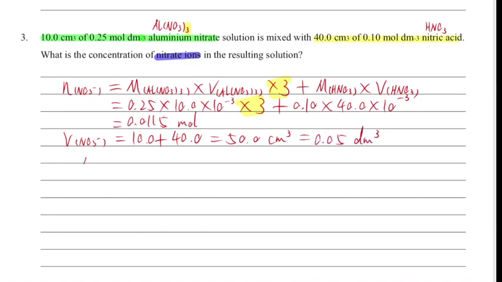Okay, and the molarity of nitrate ion here would become number of mole of nitrate ion over volume of nitrate ion. Okay, so 0.0115 over 0.05, which give us 0.23 molar.